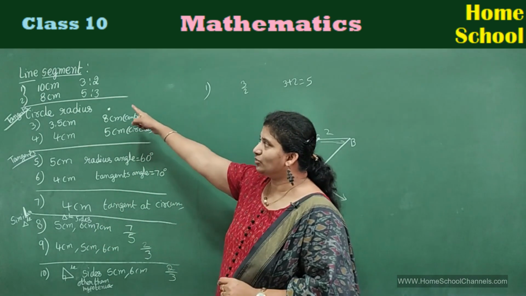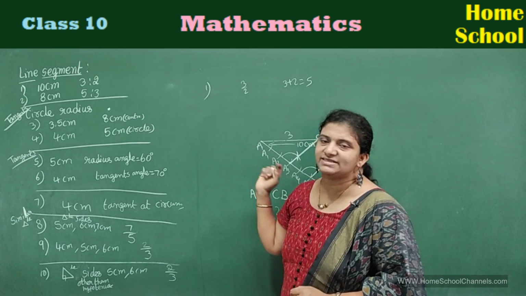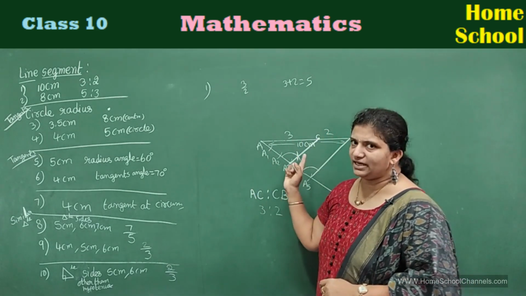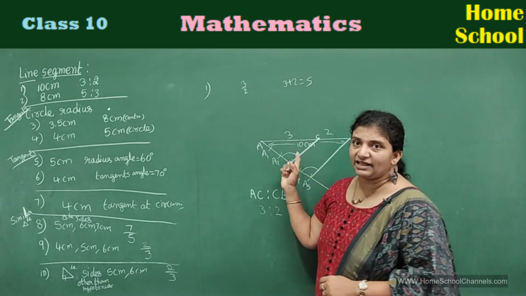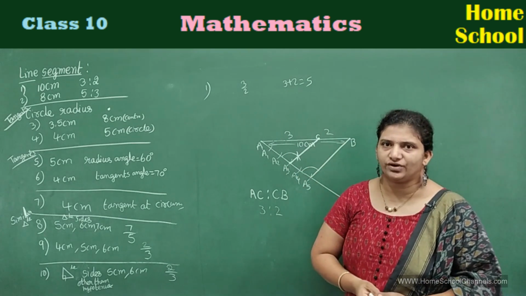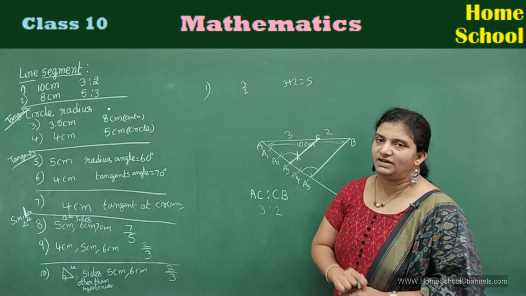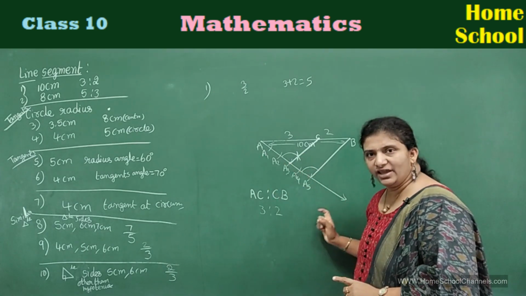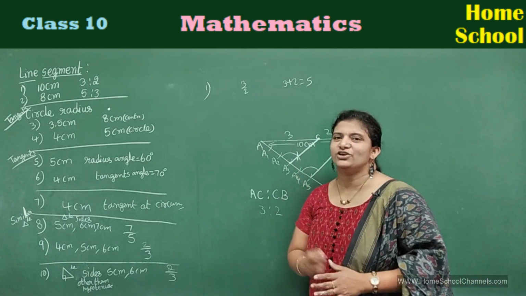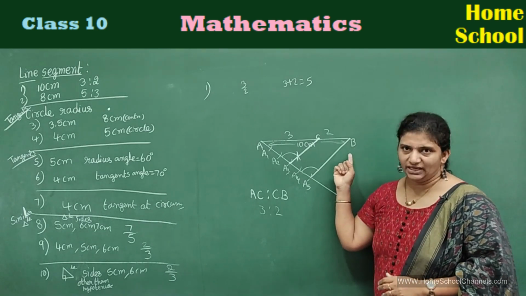Similarly, you try to do the second problem. Divide a line segment of length 8 centimeters. What is the line segment length? 8 centimeters you take. And the ratio 5 is to 3. Add the ratio: 5 plus 3 will be 8. Draw a ray which is acute. How many arcs are you going to draw? 8 arcs you are going to draw. From A8, join to B.